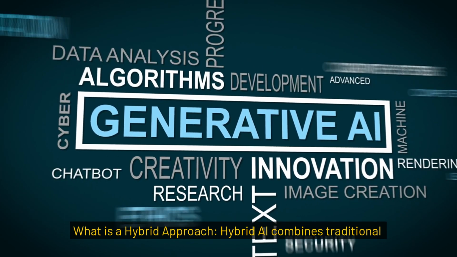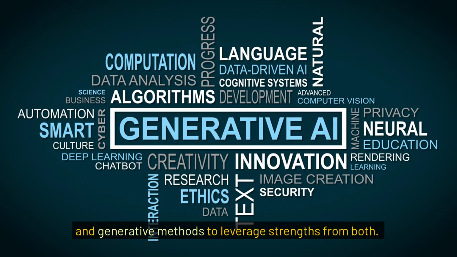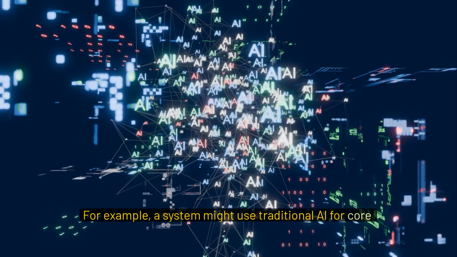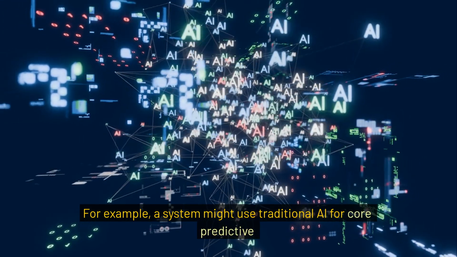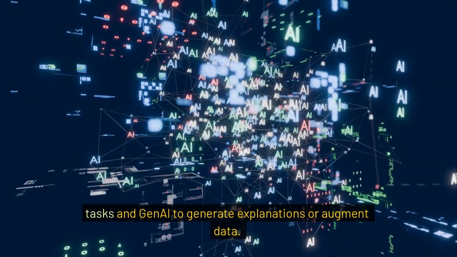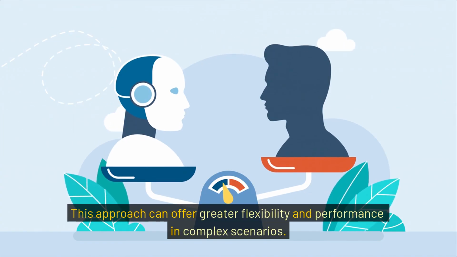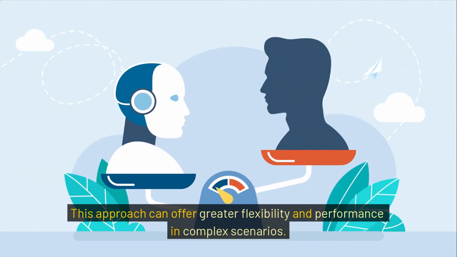What is a hybrid approach? Hybrid AI combines traditional and generative methods to leverage strengths from both. For example, a system might use traditional AI for core predictive tasks and Gen AI to generate explanations or augment data. This approach can offer greater flexibility and performance in complex scenarios.